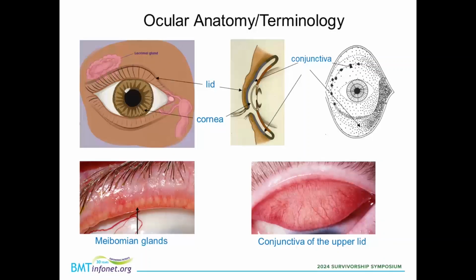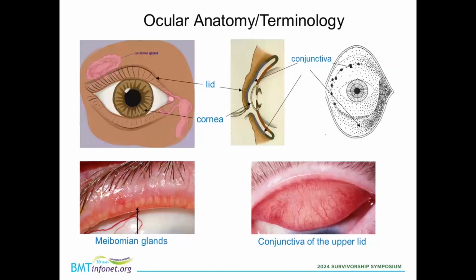And we talked about the conjunctiva, which is the mucous membrane that wraps around the inside of the eye. It's on the inner side of the lids. It's on the outer side of the white part of the globe. And that is also where we have glands that produce mucin called goblet cells that also contribute to the tear film. On the lower left, you see where the meibomian glands are.